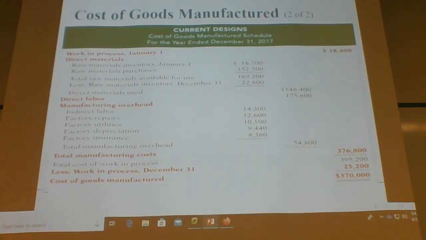But wait, we also had work in process at the beginning of the year of $18,400. If we add that, we get $395,200. At the end of the year, just as our formula said, we're going to subtract out any work in process ongoing. In this case, it's $25,200. That gives us our cost of goods manufactured of $370,000. Not a piece of cake at all, but very, very doable.